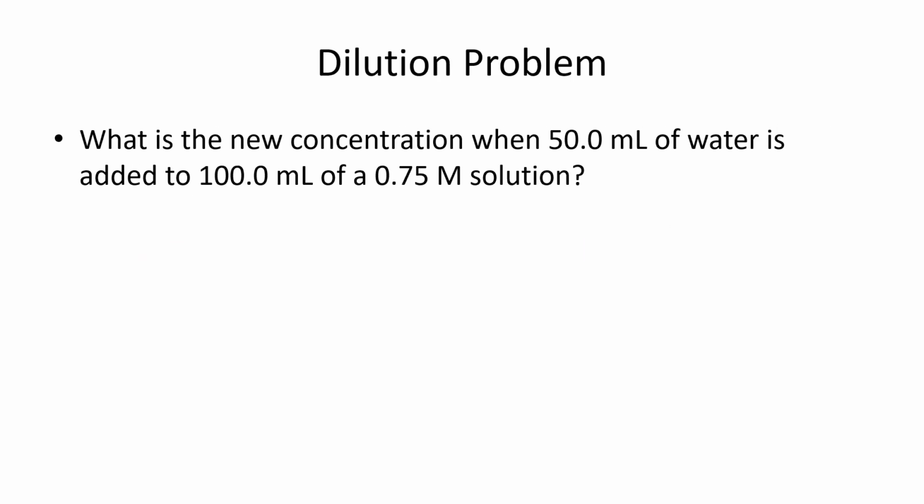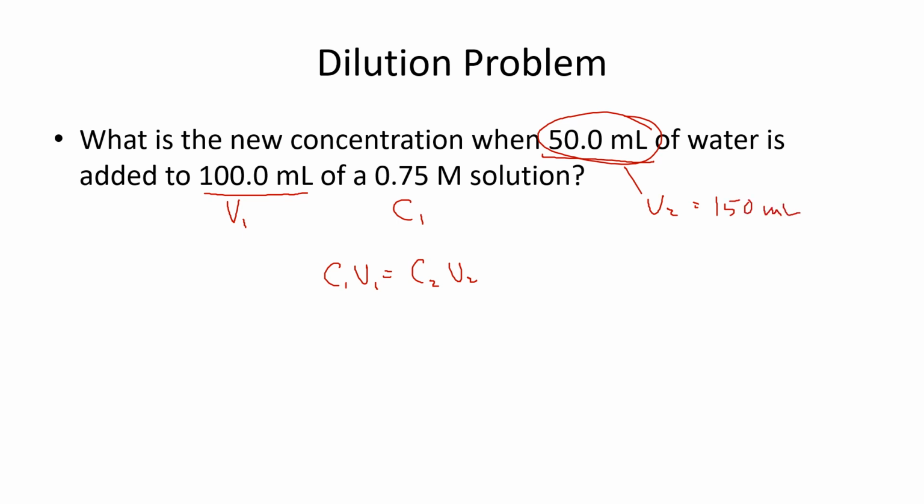It says, what is the new concentration when 50 milliliters of water is added to 100 milliliters of this concentration of solution? So this is the initial volume, and this is the starting concentration. We've got C1V1 equals C2V2. We added 50 milliliters more water, so the new volume is the 100 that we started with plus the 50 that we added. So V2 equals 150 milliliters.